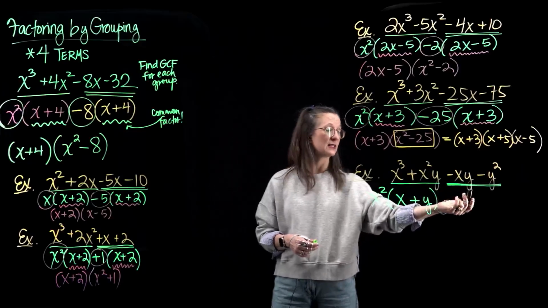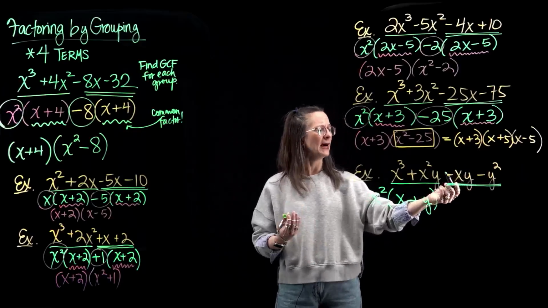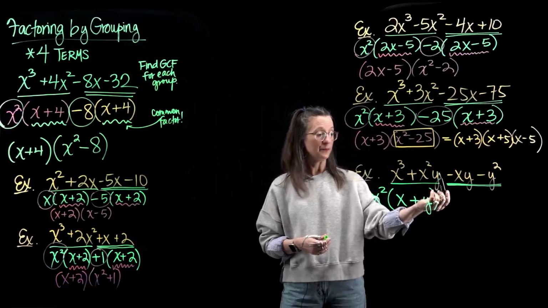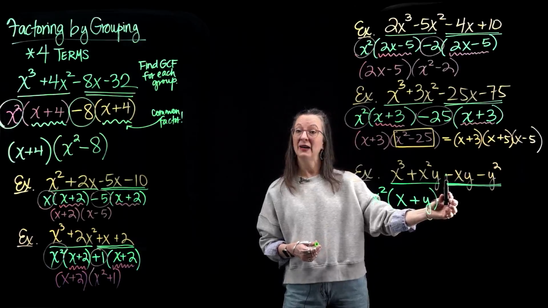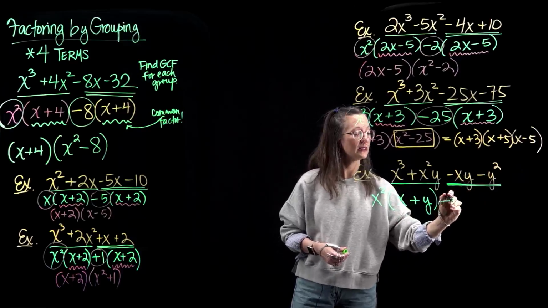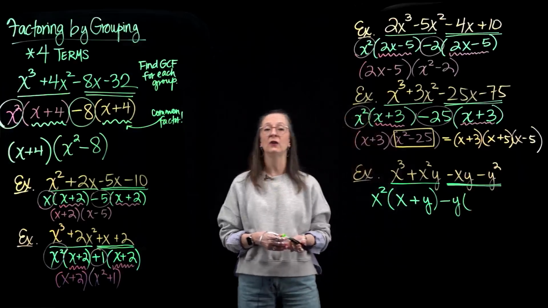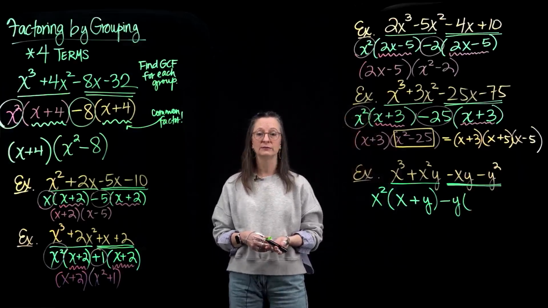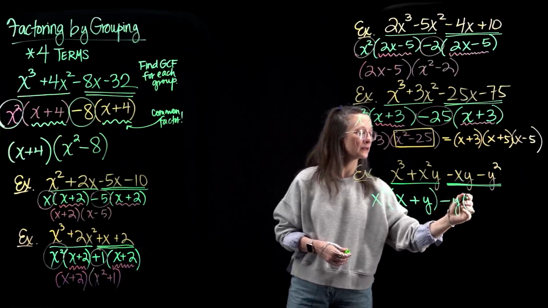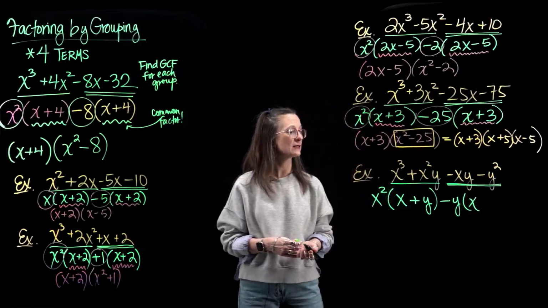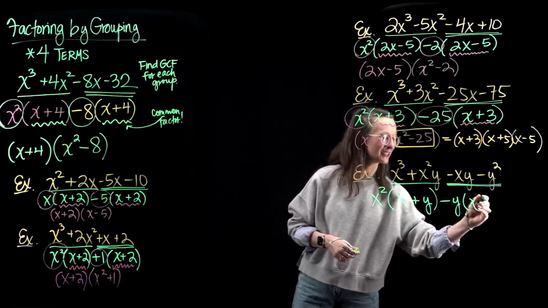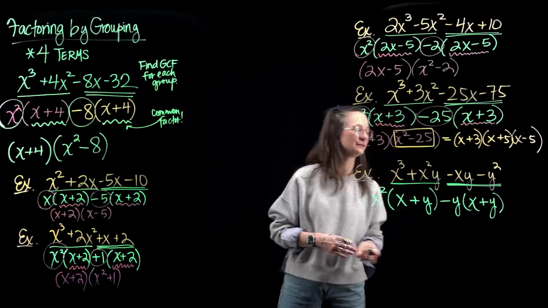All right, let's consider this second grouping. Minus xy minus y squared. Well, remember, if we have a minus in the middle, it stays. And the greatest common factor is a y. So I'm going to factor out a negative y. So minus xy divided by minus y is just positive x. Minus y squared over minus y is just plus y.